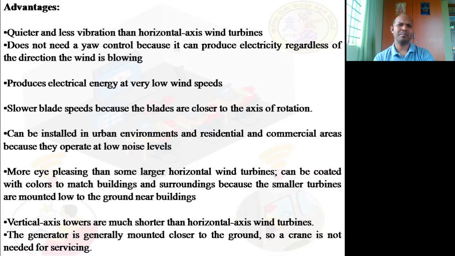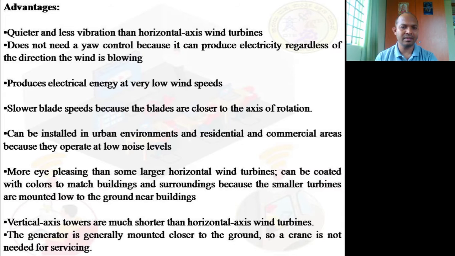Actually, our major aim is to generate electrical energy, and one of the major advantages is that horizontal wind turbines spoil more land, whereas this doesn't take much area. That is one thing, and the second thing is that it is more eye pleasing. It means it has a better appearance and aesthetic compared to the horizontal axis wind turbines. It can be coated with colors to match buildings and surroundings, and because the turbines are smaller, it is easy to maintain also, near the ground and near buildings.